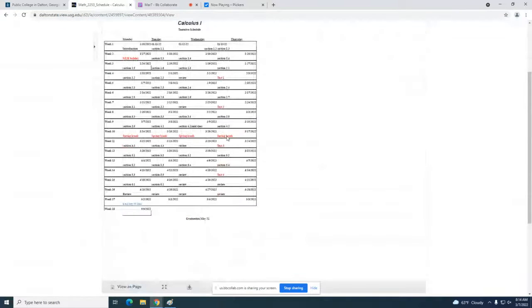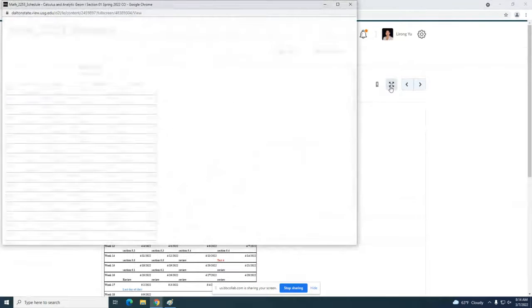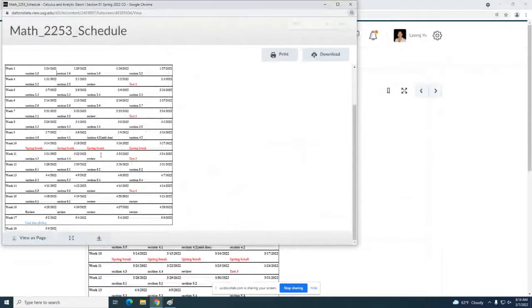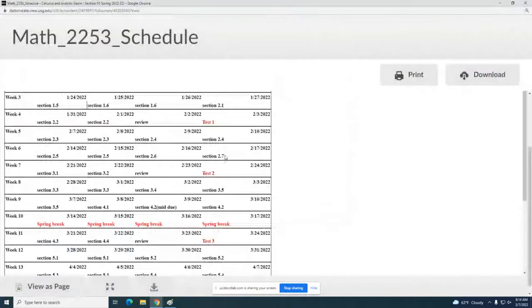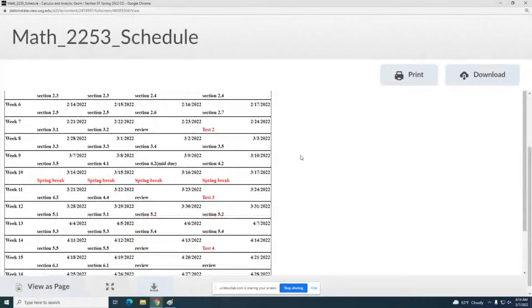Let's look at the calendar. I wonder if I can make it bigger. Oh. All right. Today is the 7th. All right, next week is the spring break. Yes, right? According to the schedule.